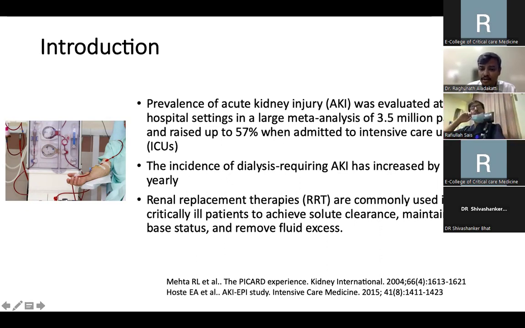Renal replacement therapy is commonly used in critical patients to achieve solute clearance, maintain acid-base status, and remove fluid excess. This is the most common indication we use in the ICU, either because of renal failure, where there is accumulation of toxins like blood urea and creatinine, or maybe in poisoning patients, or to maintain the acid-base balance and to remove the excess fluid accumulated in the body.